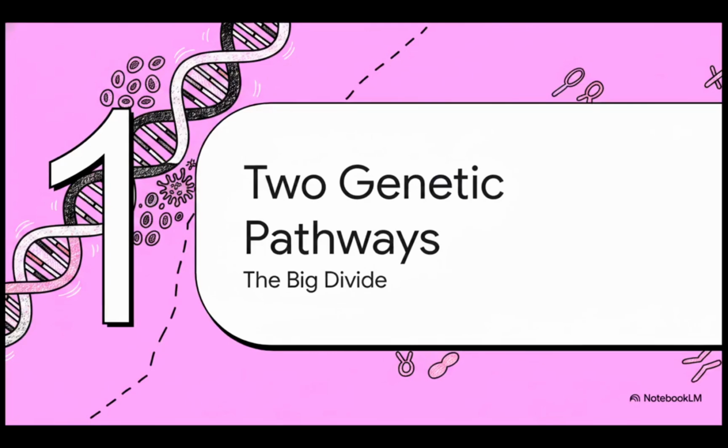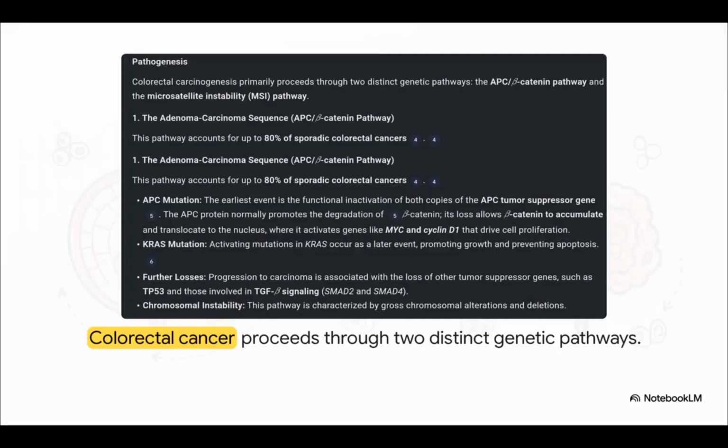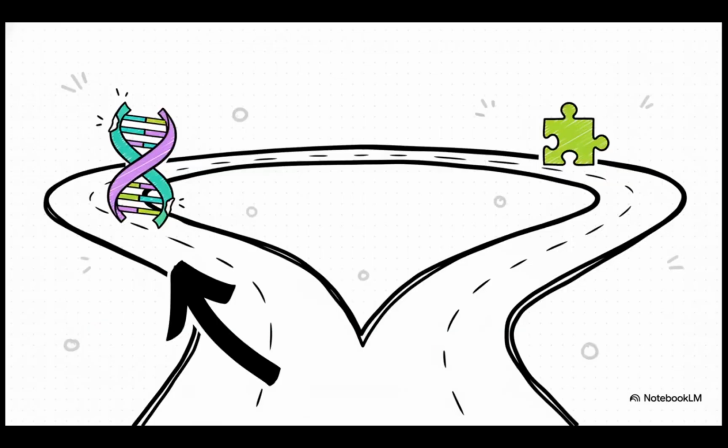How exactly does a normal colon cell just turn malignant? Well, it doesn't happen at random. It usually proceeds down one of two distinct paths. Think of it literally like a fork in the road. A normal epithelial cell takes a hit, and it's either going to go down the left fork or the right fork. Now, keeping these two completely isolated in your mind is an absolute game changer for your exams.